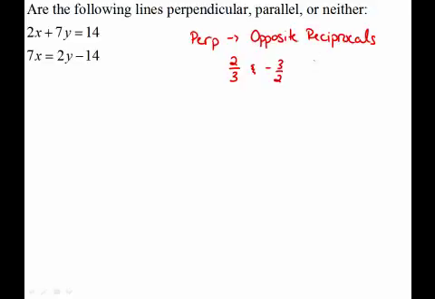Another example would be 1/3 and -3. Okay, took the reciprocal and changed the sign. So those would be perpendicular. Parallel, the two slopes would be the same. So make sure that when you're doing it, same slope means equivalent fractions.